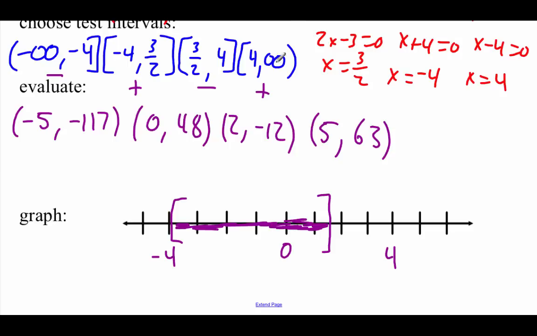Our next interval runs from 4 out to infinity. So I've got a square bracket on the 4, since that's what our interval has, and we're going to shade out here towards the right, and I'm going to put an arrow on the end to show that the shading continues all the way out to infinity.